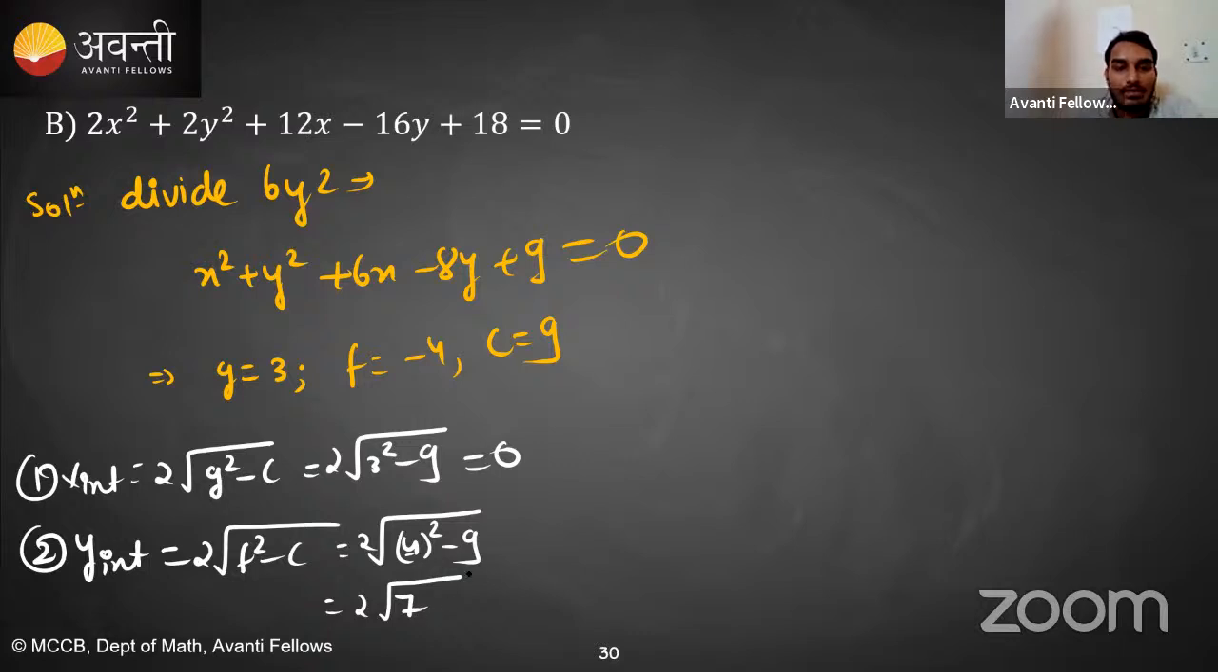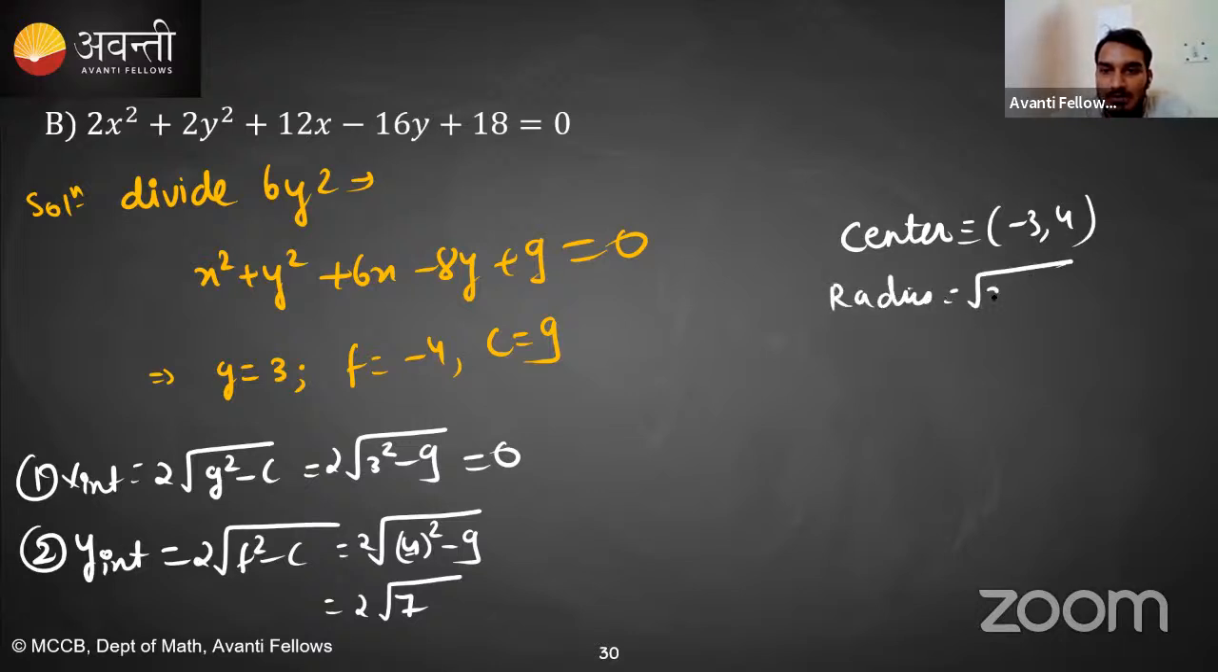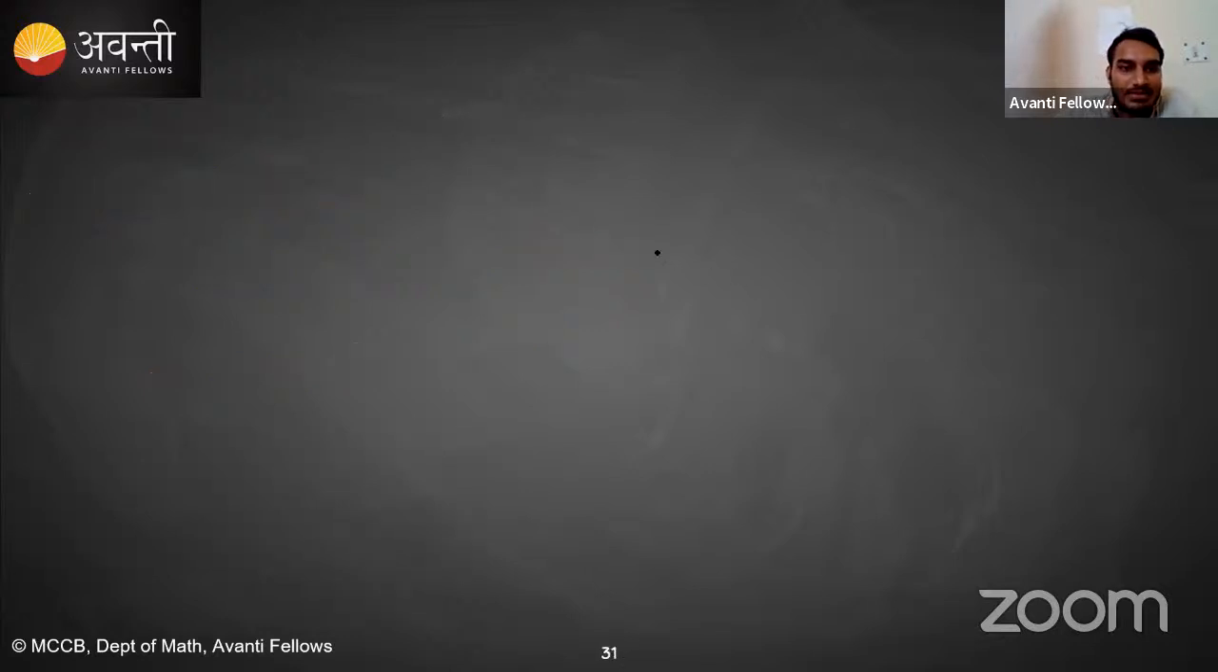Okay. If I ask you, the center of the circle is minus g comma minus f, and what will the radius be? Root of g square plus f square minus c. So it is nothing but 4. In a similar way, you can draw the rough sketch of this circle also. Let me show you how.